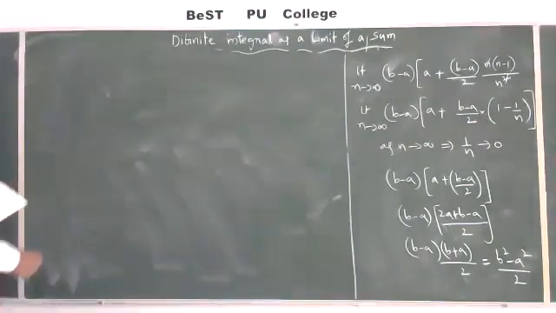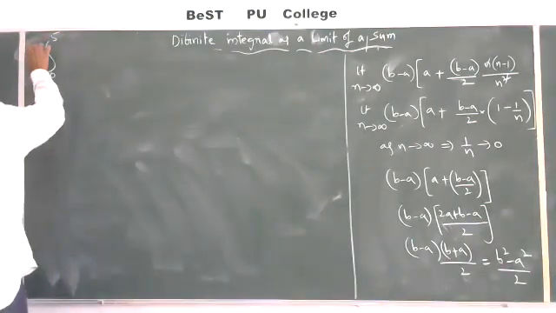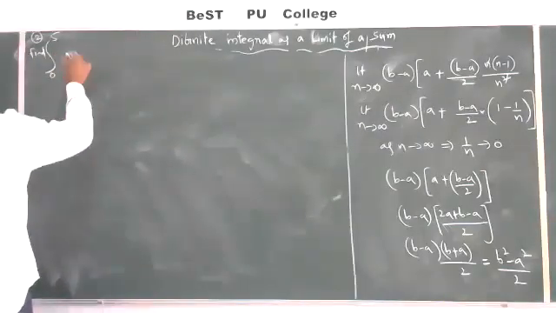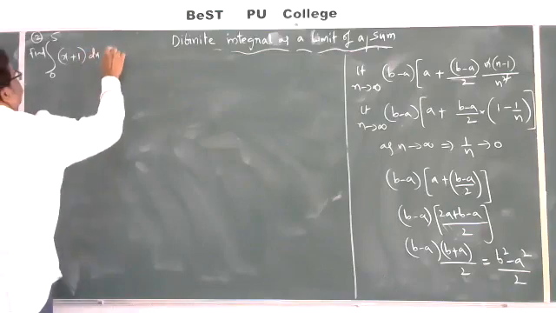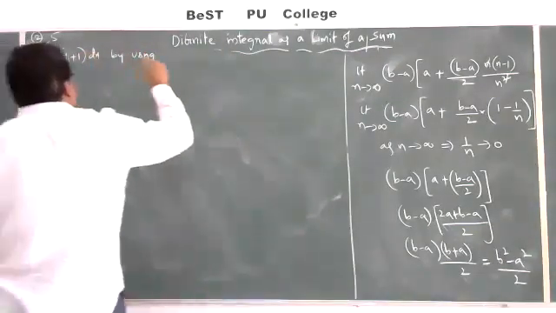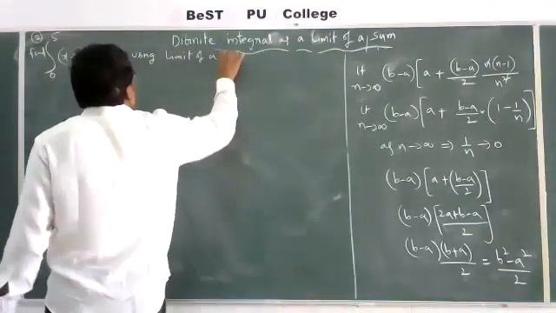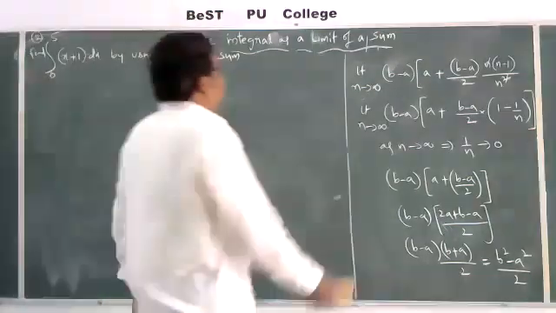Next problem. Find the integral 0 to 5 of x plus 1 dx by using limit of a sum.